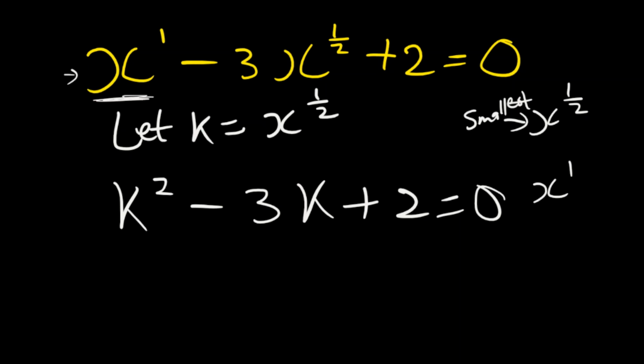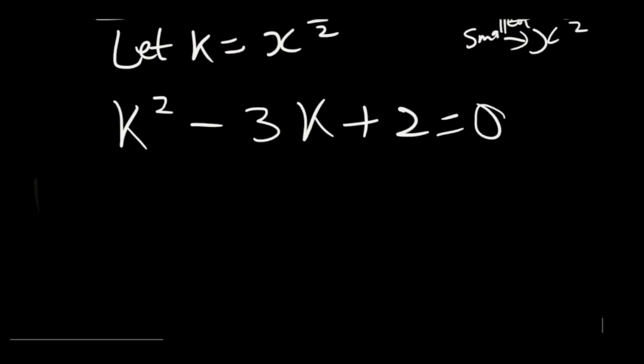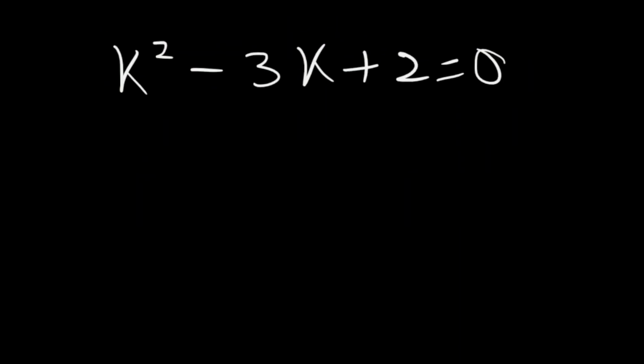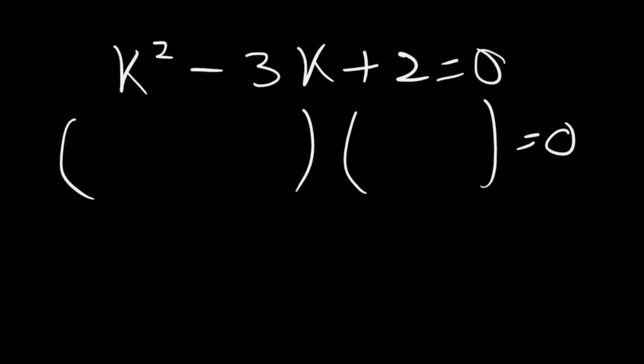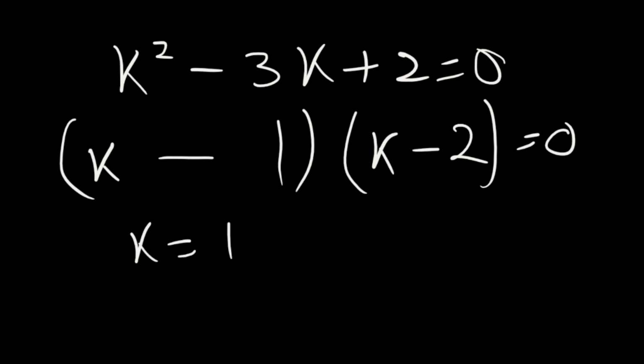And then from here, because this is a standard form of equation, we're going to factorize. So factorize our equation equals to 0. Factors of k squared is k and k. Factors of 2 such that they give us the middle term is 2 and 1, so it's negative, negative. So k is equal to 1 on this side, or k is equal to 2.